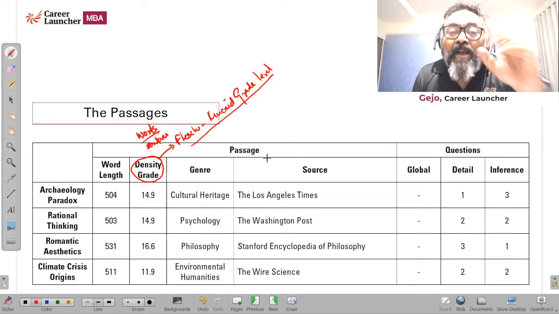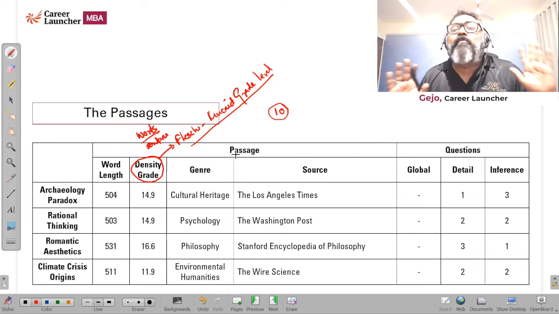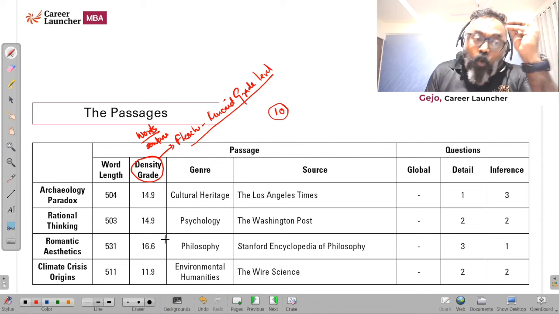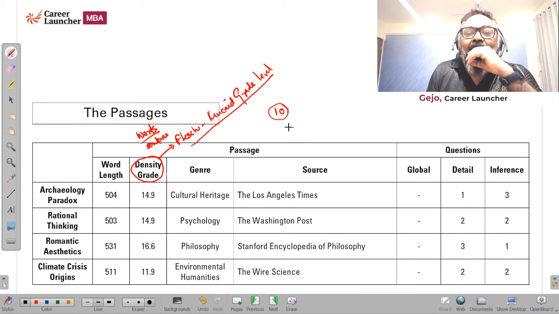Now, to understand the grade, what does 10 mean? 10 means somebody who has cleared 10th standard should be able to read and understand. What is usually recommended is to keep it around 10 so that the public can understand. Anything above 13 is considered dense. Not that it automatically makes it difficult to read, but it's generally dense.